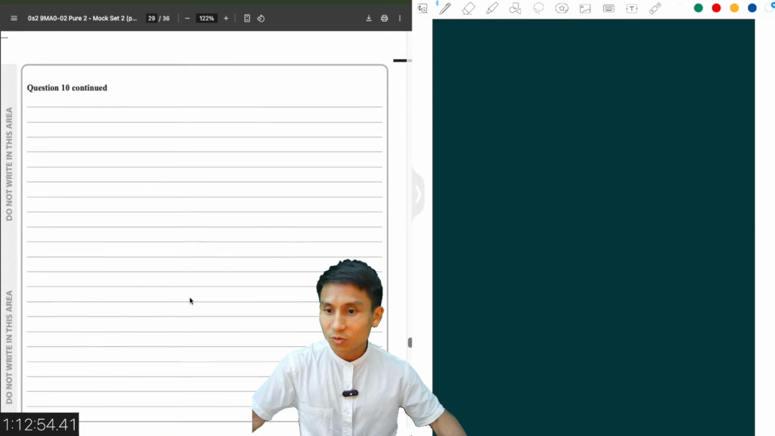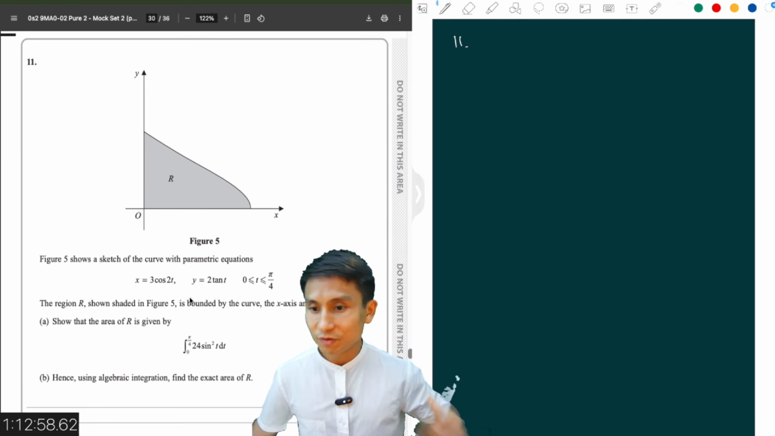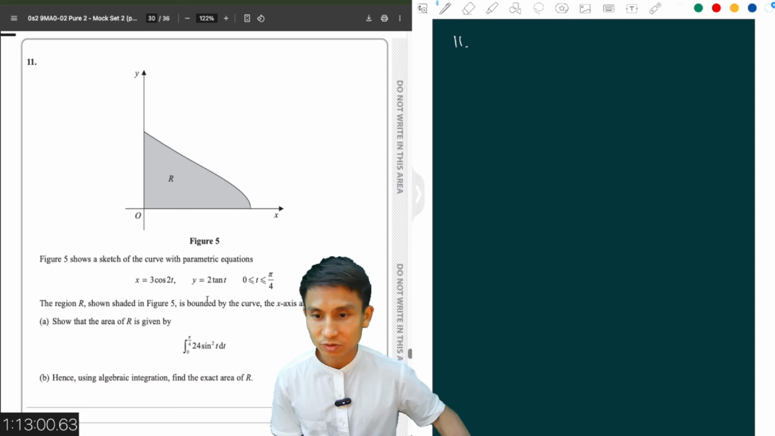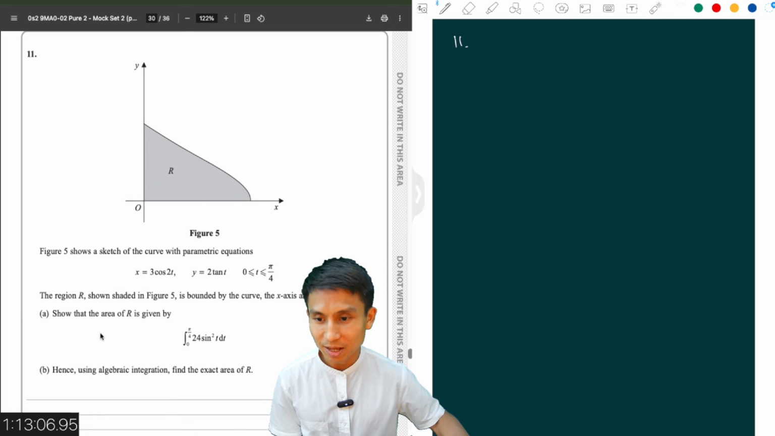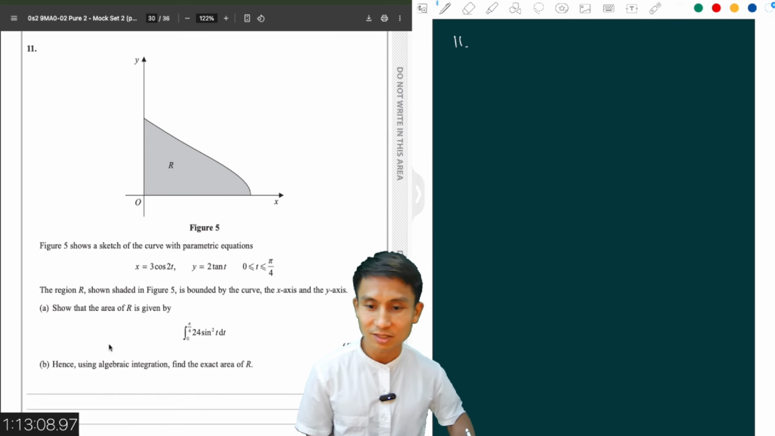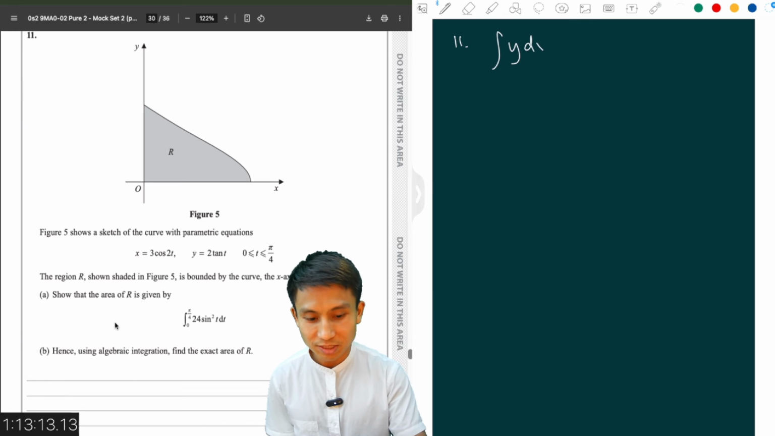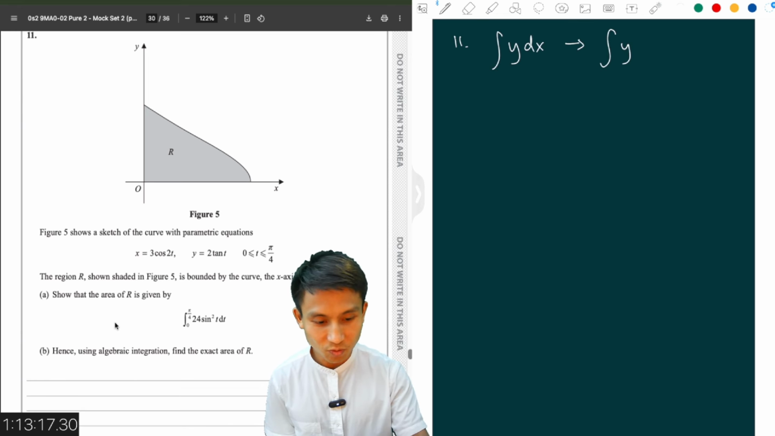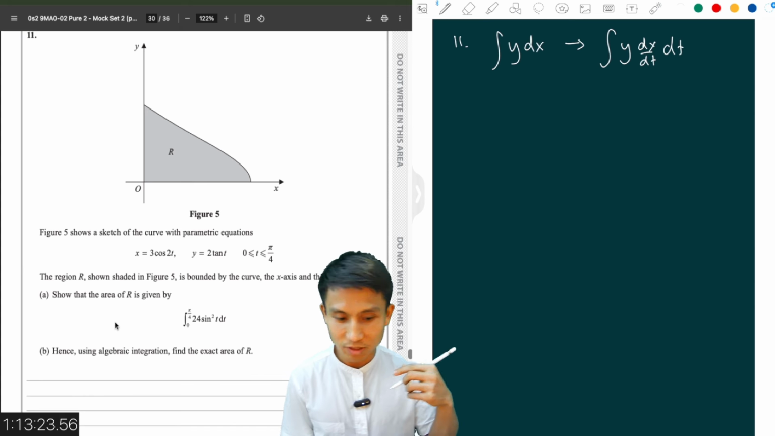Oh, we still have time, I guess. Number 11. Figure 5 shows a sketch of the curve with parametric equations. The region R, shown shaded in figure 5, is bounded by the curve, the x-axis and the y-axis. Part A: show that the area of R is given by that. So this is parametric integration, which is just normal Cartesian integration. This is going to be the integral of y dx by dt, and we have to change the upper and lower limits as well.